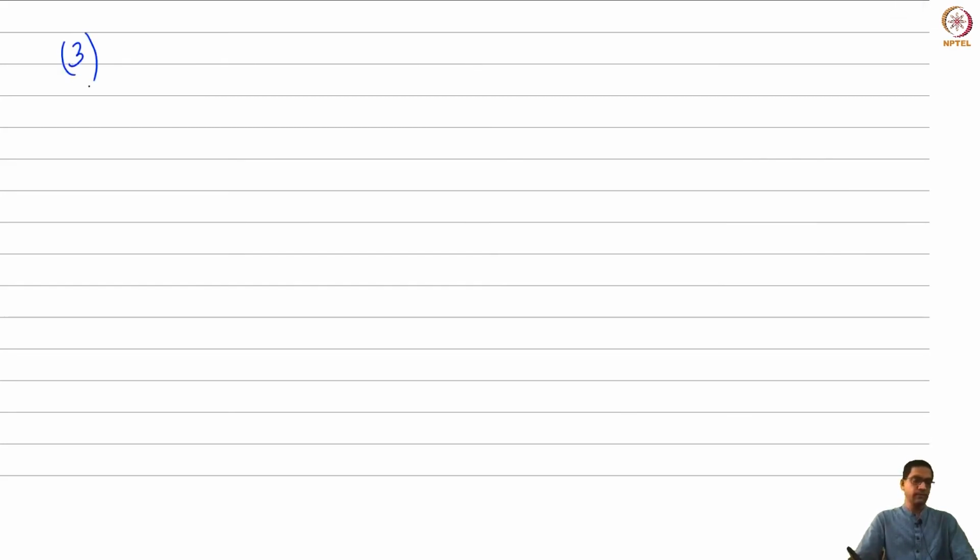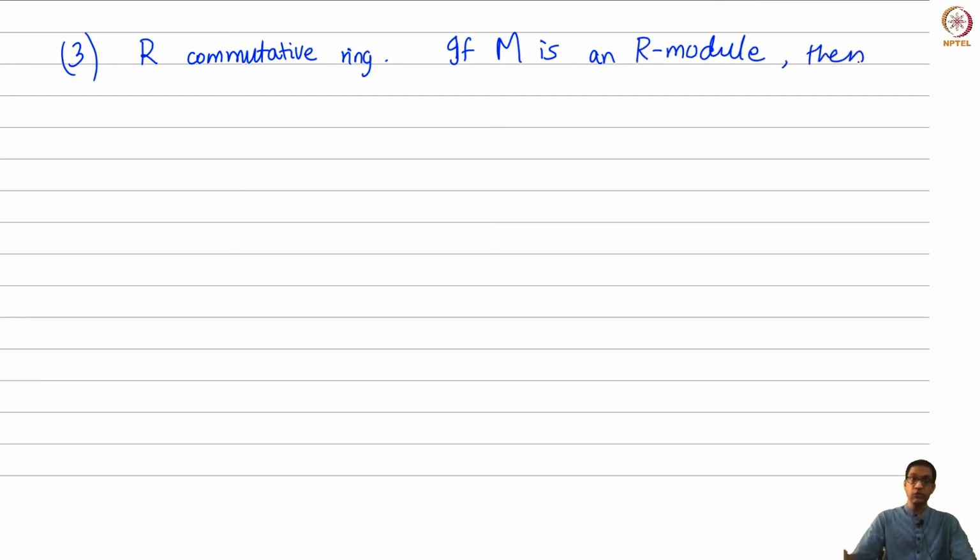So this is the second important example. Now here's the third example, which is a very frequently occurring and very important example: if R is a commutative ring, then a left or right R module, so if M is an R module, recall here left or right is the same, we don't need to worry, then in fact you can also think of it as a bimodule. Then M is an R-R bimodule.